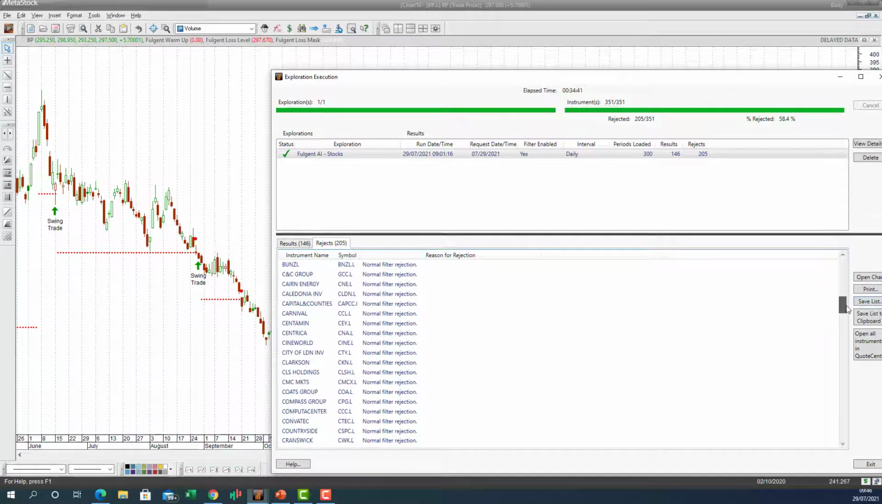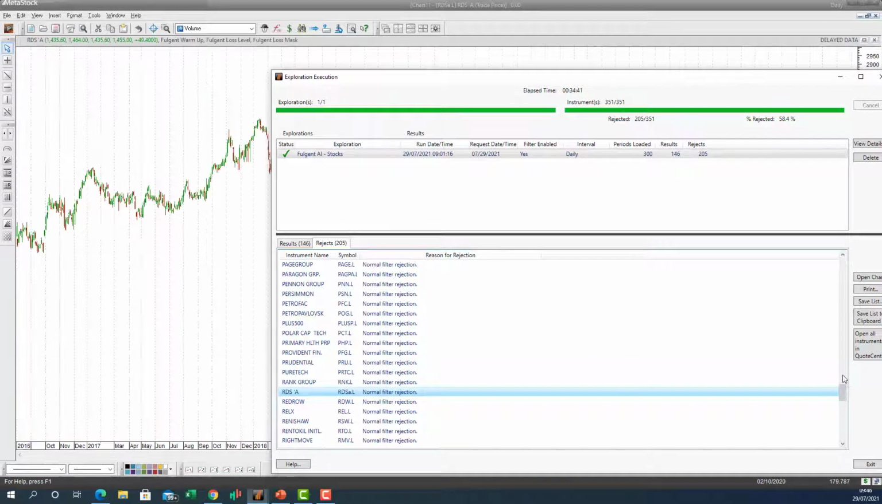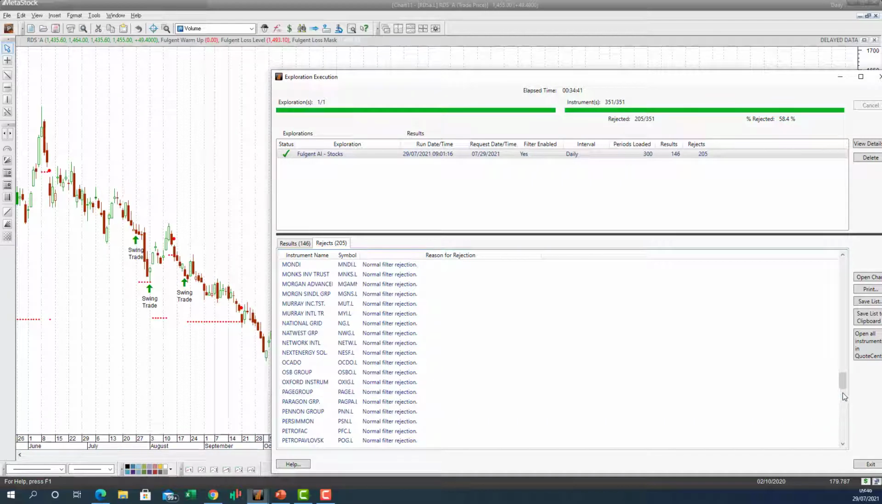Okay, just scroll down, yeah. Get Royal Dutch Shell. There we go, RDA. And then the other one I'd like to have a look at is Barclays from an AI trading perspective. So it takes a while for this thing to respond. Barclays, scroll up.